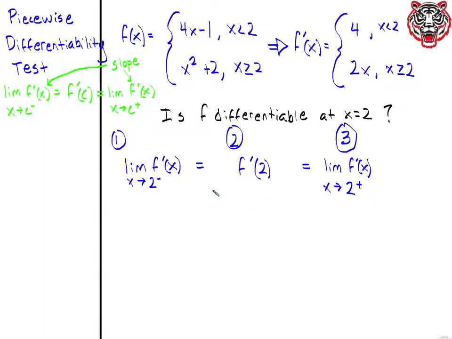All right, now we need to find what these are. So what is the limit of f prime of x as x approaches 2 from the negative side? So you would plug in 2 into x? 4. But there's no x, so it's 0x, right?